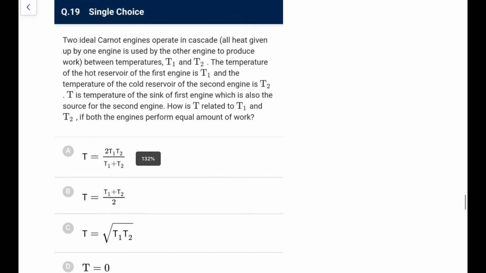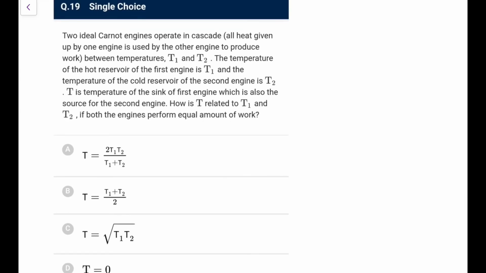Next, two ideal Carnot engines operate in cascade, that means in series. Heat given up by one is used by the other to produce work between temperature T1 and T2. This is a question that has been asked 1 or 2 times in JEE Main previously. Temperature of the hot reservoir of the first is T1 and of the cold reservoir of the second is T2. Let the temperature of the sink of the first engine, which is also the source of the second, be T. How is T related to T1 and T2 if both perform equal work?